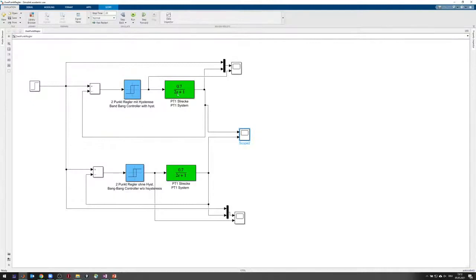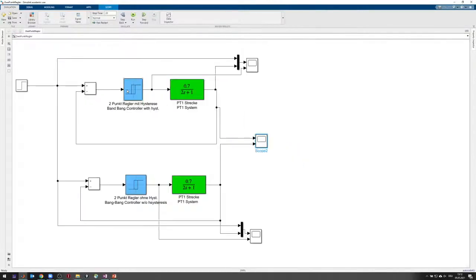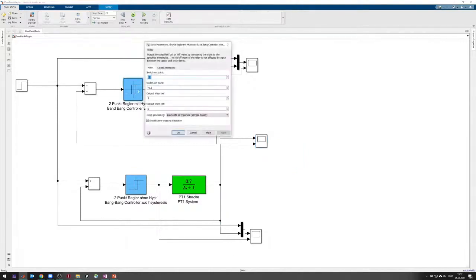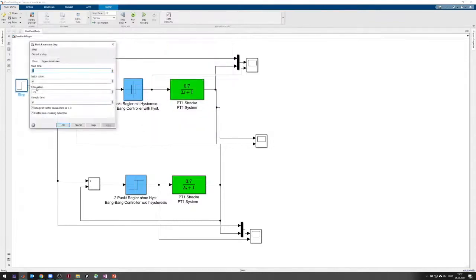Here. So here's this PD1 system. Let's make it a little bit bigger. Okay. Here's this PD1 system, and you actually have this bang bang controller as a built-in block. What goes into my system is a step input at 1.5.